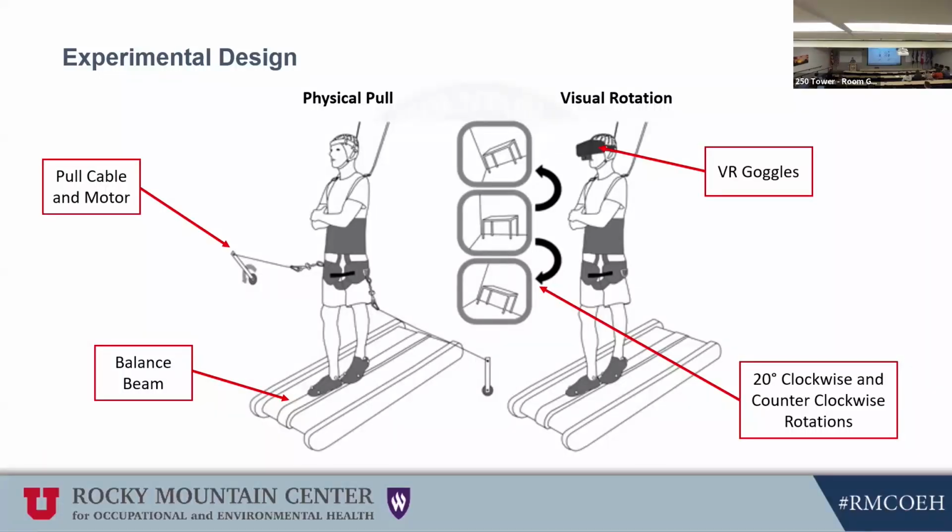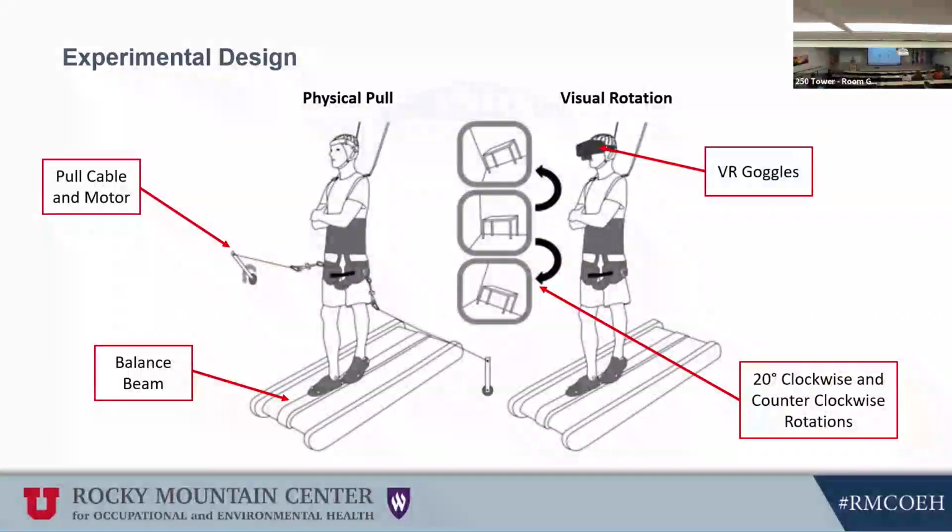And for the physical pull perturbation, the participants were pulled by a cable at 90 degrees for 1 second. So it was a quick pull and then a release. And then for the visual rotation, they were wearing VR goggles, and the scene in front of them was rotated 20 degrees clockwise or counterclockwise for half a second.